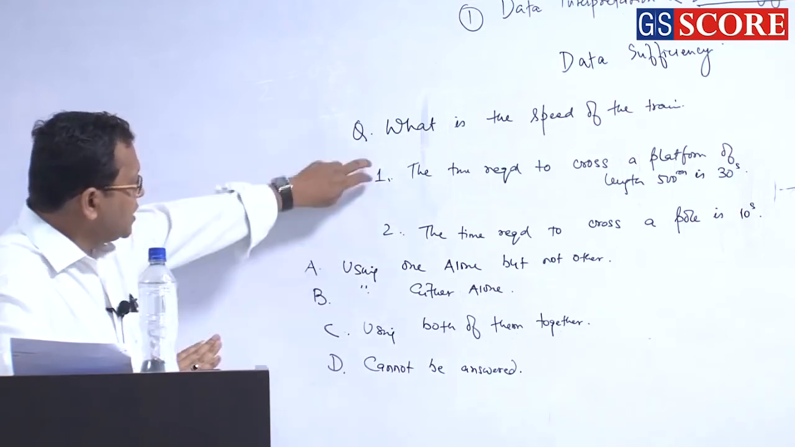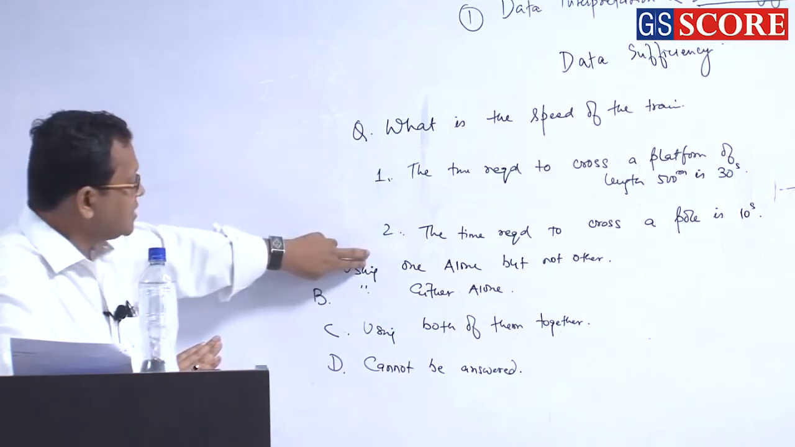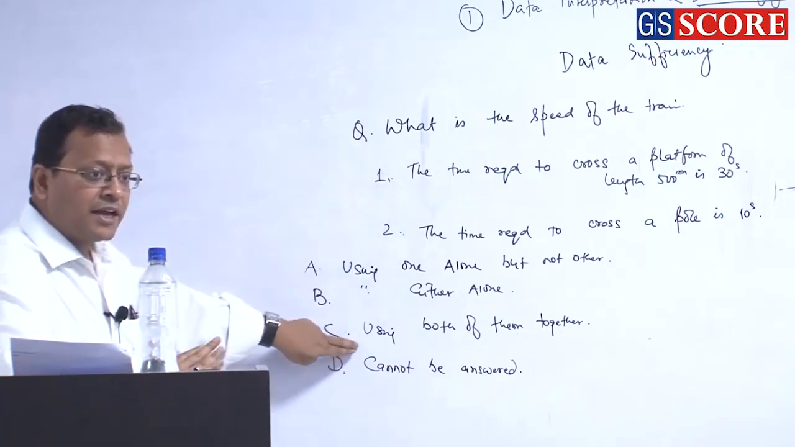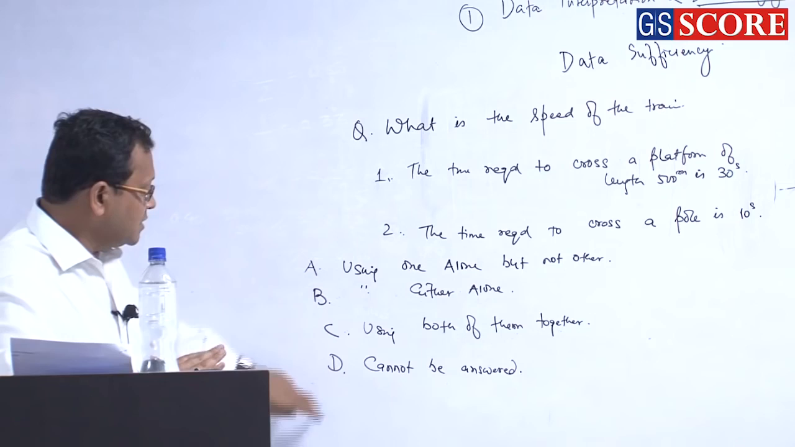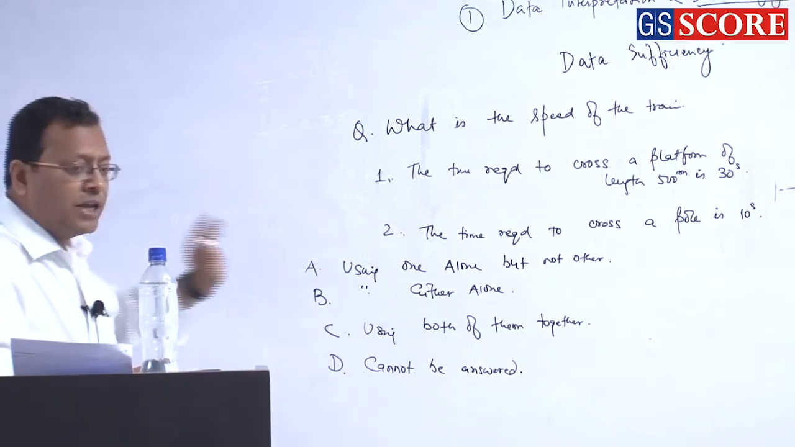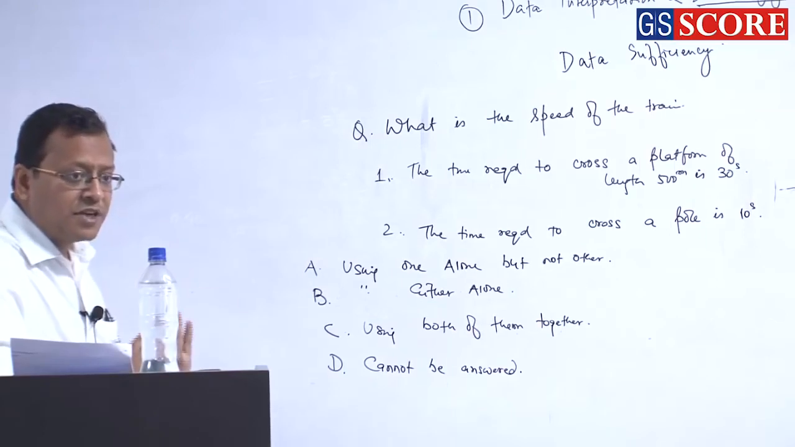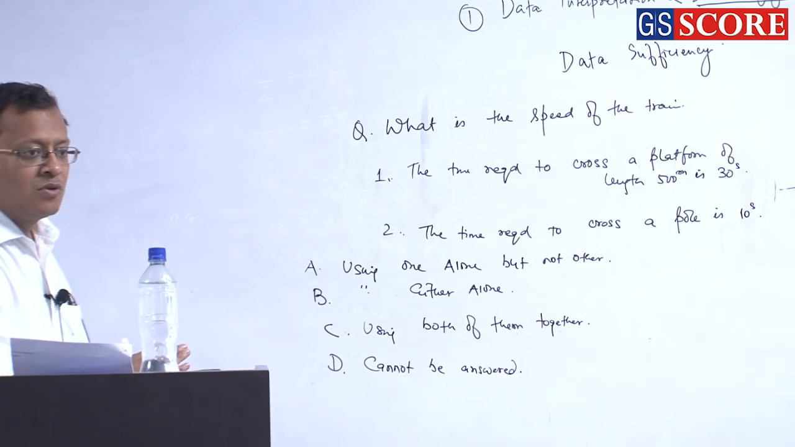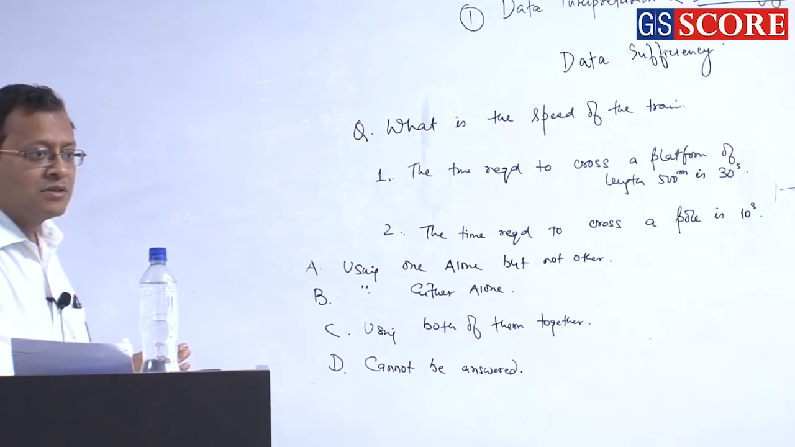Option C, question cannot be answered using this statement and this statement, but when you combine these two statements, then we can get the answer to the question. And D is, question cannot be answered at all. Even by combining, we cannot answer the question. So judgment is very much important here. Now give me the answer of this question first. What is the answer for this question?